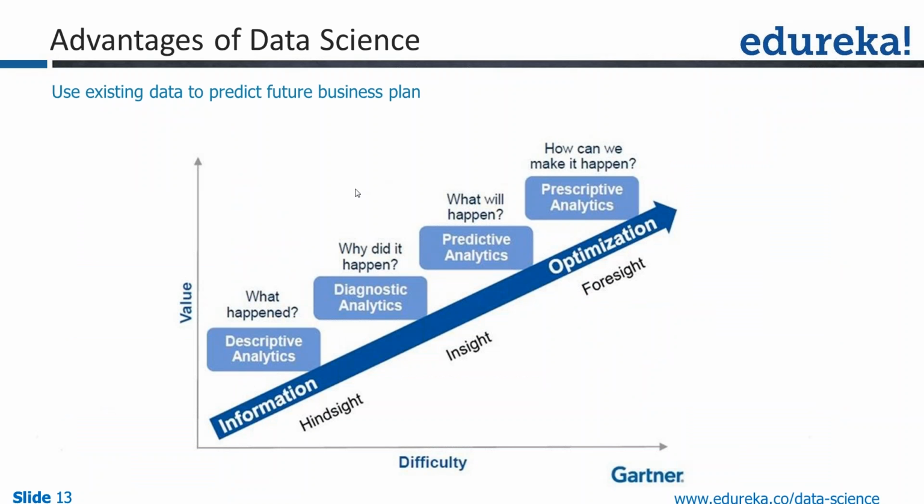Now, depending on the type of analytics that you do, there are different stages of analytics, starting from descriptive, diagnostic, predictive, and prescriptive. Okay, these are all the different types of analytics a data scientist will be dealing with.